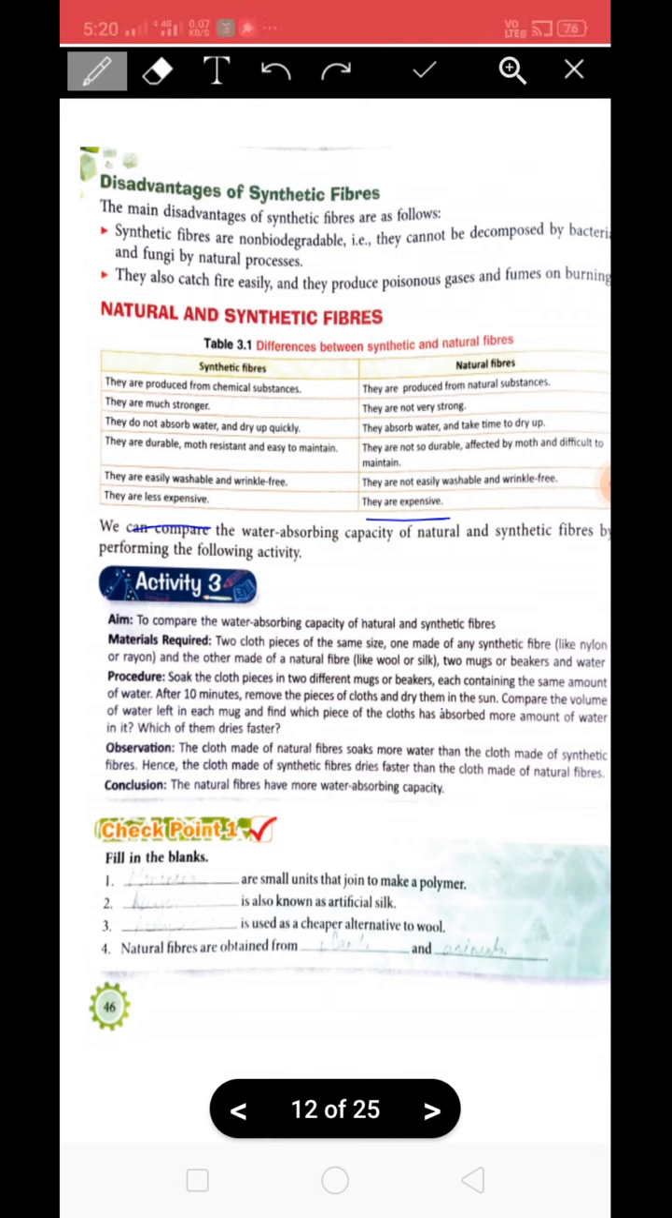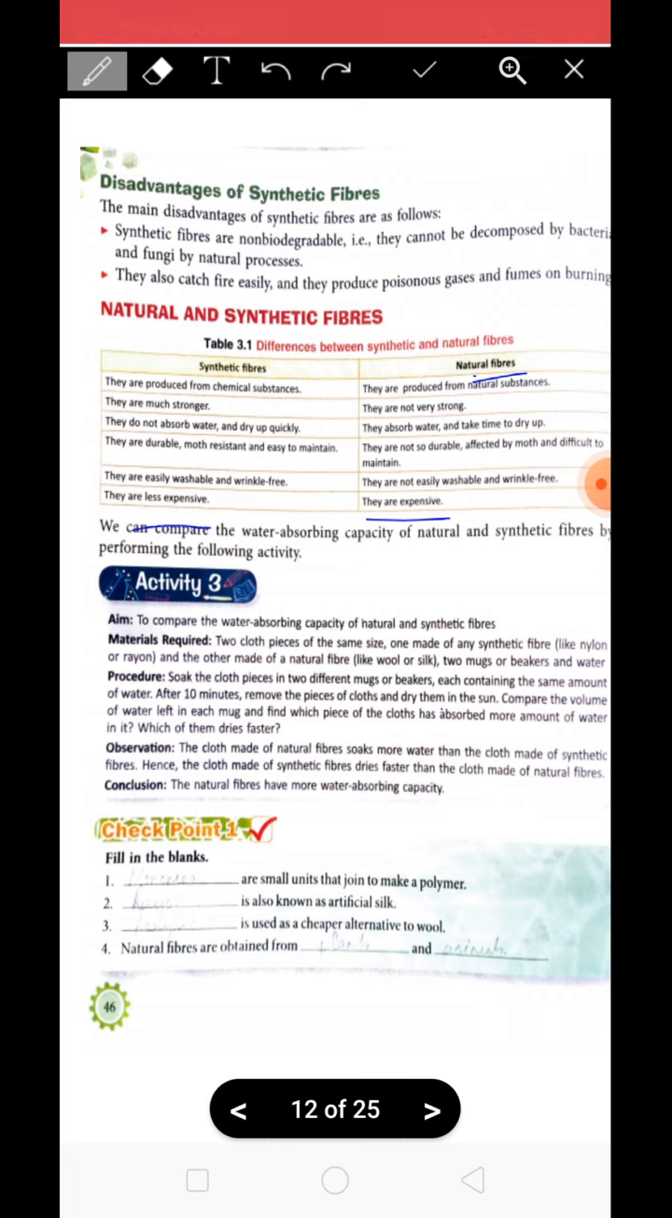The synthetic fibers are less expensive because they are synthesized in a factory by using petrochemical substances, whereas natural fibers are prepared by using animals or plants. If we are talking about jute or cotton, we need to grow the plant, we need to wait for its maturation. It means it takes too much time and effort as well. Understood? So it is costlier in comparison to synthetic fiber.